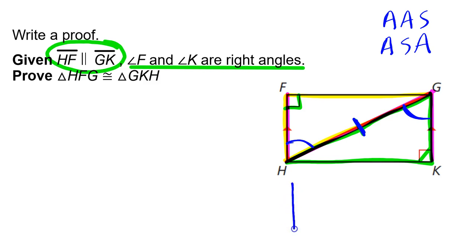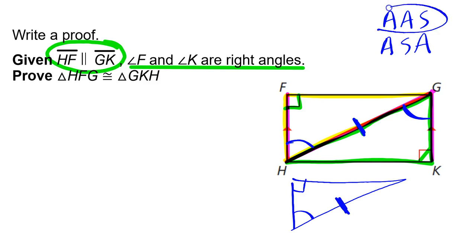Well, it might be better for us to sketch one of these by itself. We have this angle here, GHF. We have this angle and this side. Aha, so it's the side that's not connecting them. So we're going to be using angle, angle, side this time. And it looks like that's all the information. So we've done all of our planning. We're ready to write the proof.